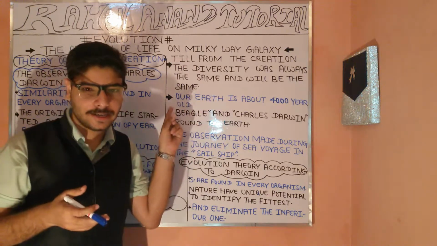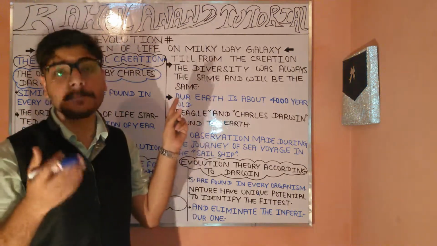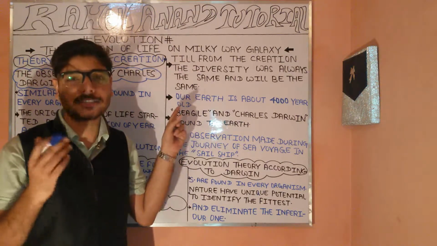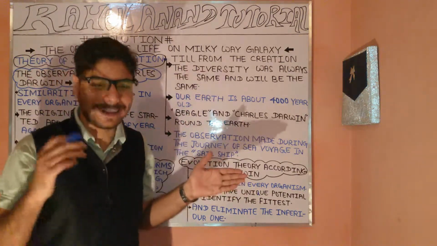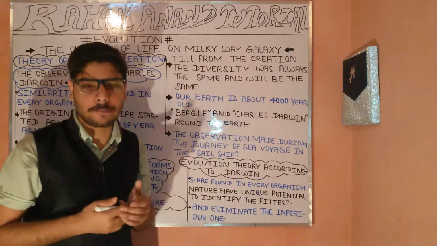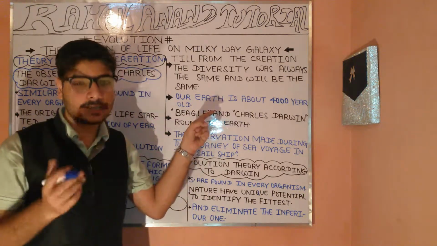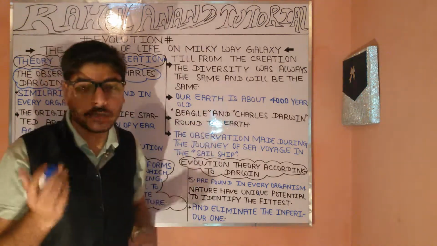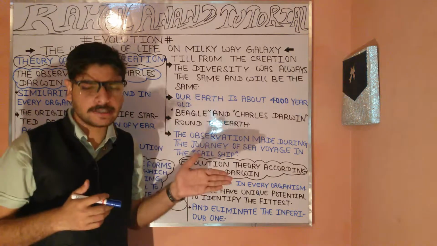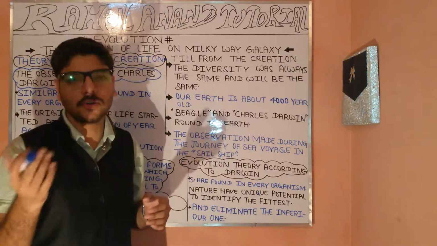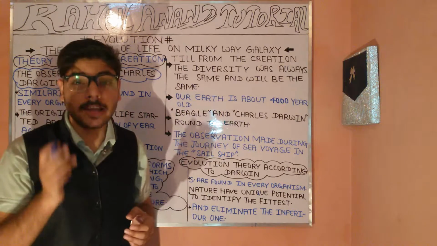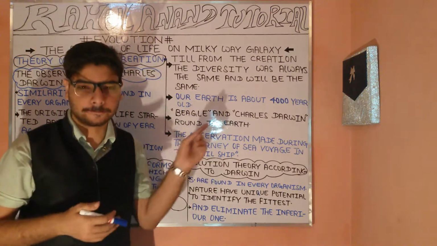Primarily, you could understand here the theory of special creation. What does it actually mean? It means that the origination of life started, as well as the diversity, in the beginning, and it is the same till now.